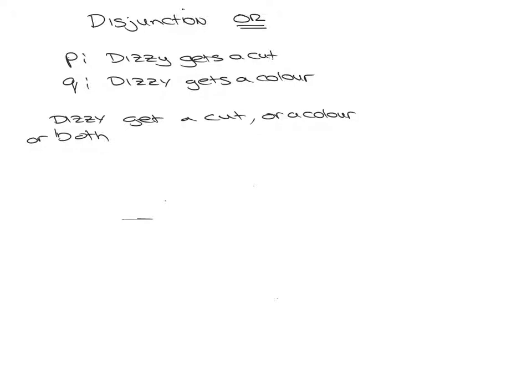So that's where the or function comes in. It's P or Q or both. So again, drawing up our truth tables here, there's P, there's Q, and there's our disjunction, which is the V. So that's the symbol for disjunction.